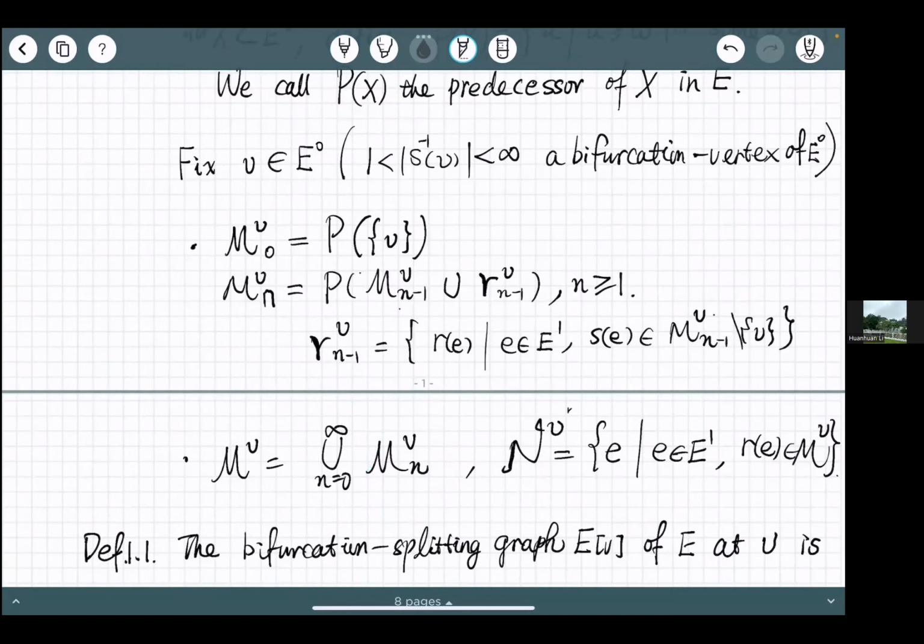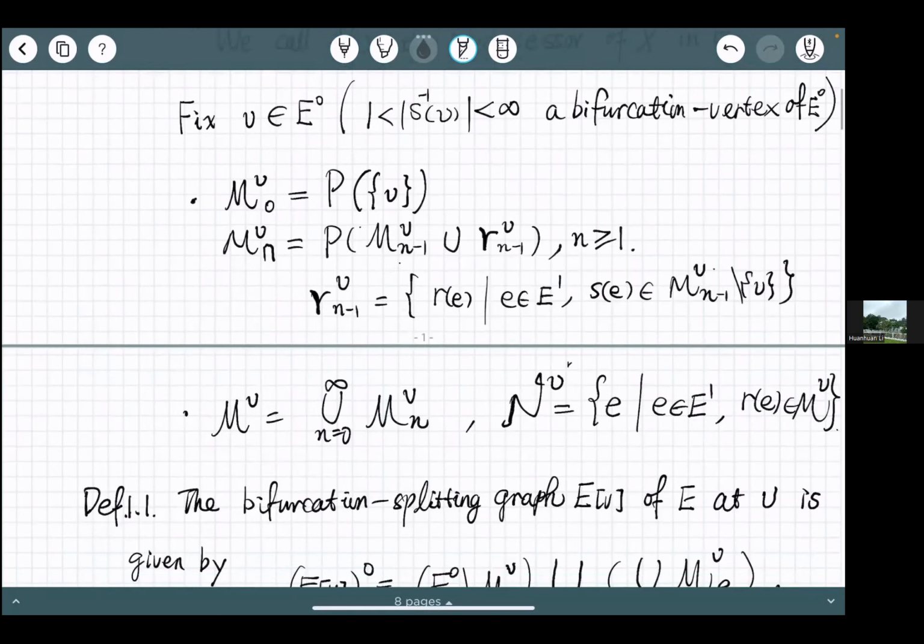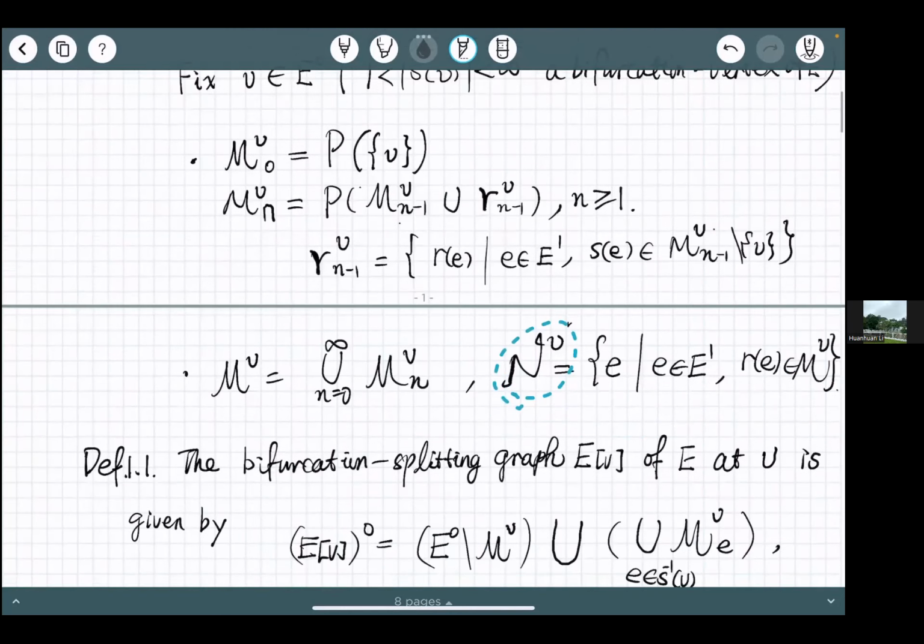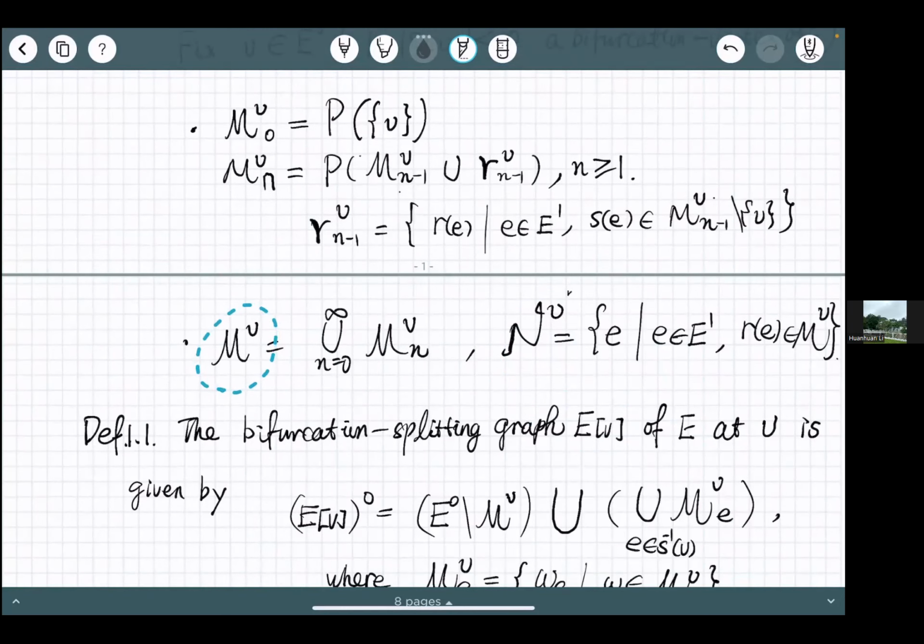Now we take the union of all these M_n^v and denote it by M^v. We also have another set N^v. This is the set consisting of edges whose range belongs to M^v. So N^v is a set of edges, and M^v is a subset of vertices.